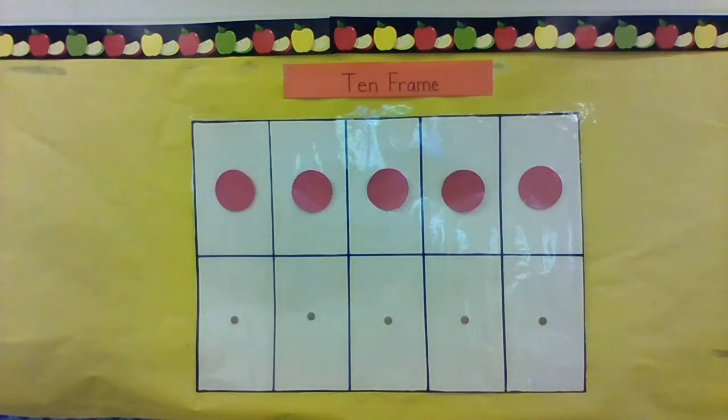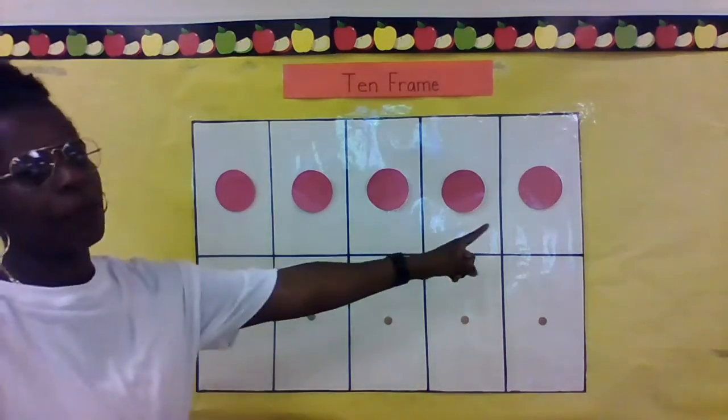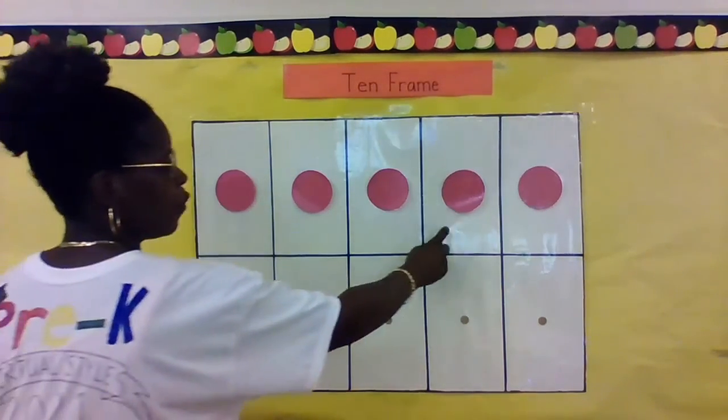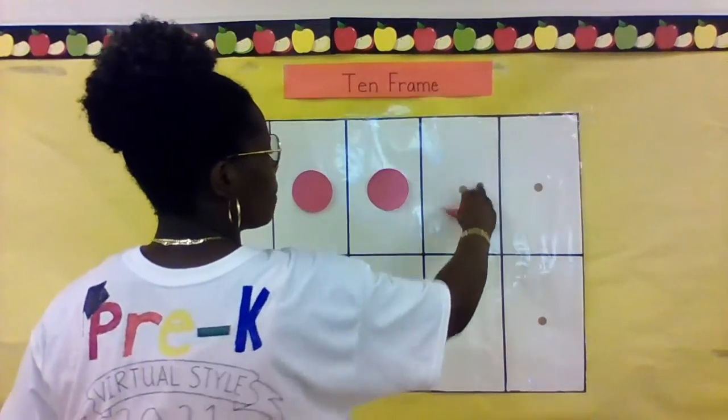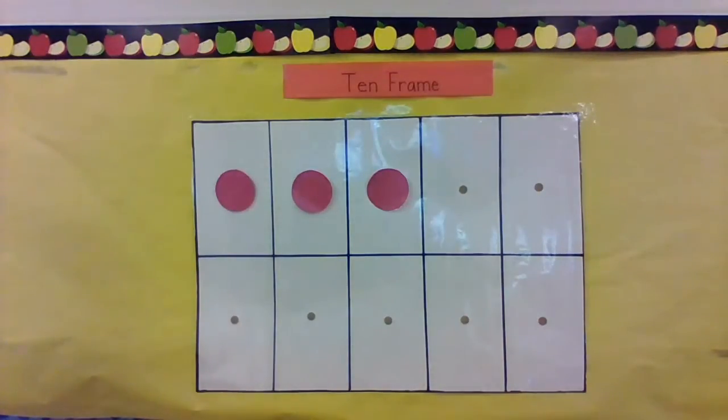There were 5 frogs in the pond, and then 2 hopped away. How many frogs do we have in the pond? So here goes our 5 frogs in the pond. 1, 2, 3, 4, 5. And then 2 hopped away. How many do we have left? You got it. 3. So now there are 3 frogs in the pond, and one hopped away to get some water.